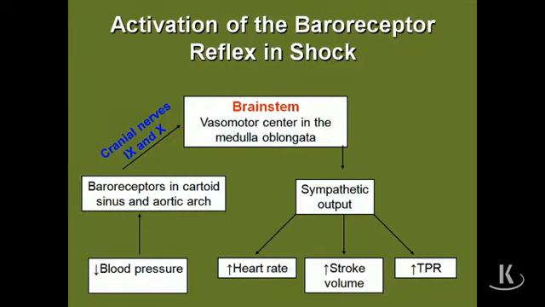Now, when we talk about the shock or reflex in shock, you have to think of basically in the brainstem, you have the vasomotor center in the medulla oblongata. They'll increase sympathetic output, increase heart rate, which is obviously going to affect blood pressure. Obviously, stroke volume will be increased as a consequence of this, increased cardiac output, and increased total peripheral resistance. And because of the decreased blood pressure, the baroreceptors in the carotid sinus and aortic arch will stimulate cranial nerves 9 and 10 that will now stimulate the brainstem to try to compensate for this. So this would be in stage 1 of shock.